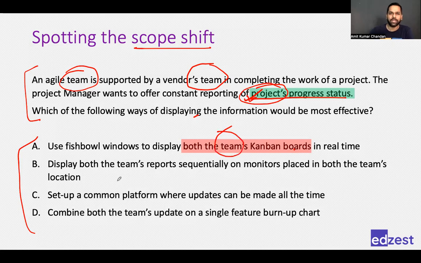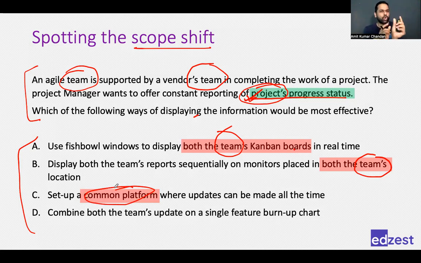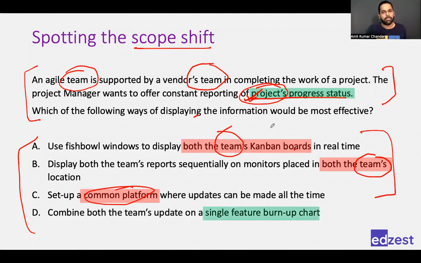Same thing in option B: both the teams' locations are separate. Same thing with C, setting up a common platform. So we are talking about different teams together. This is the slight scope shift that has happened from what the question is asking and what the option is talking about. While if you look at option D, it does talk about combining the efforts of both the teams and then displaying it for the project.